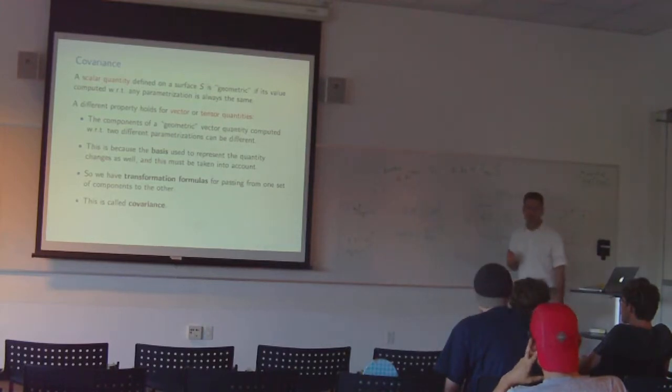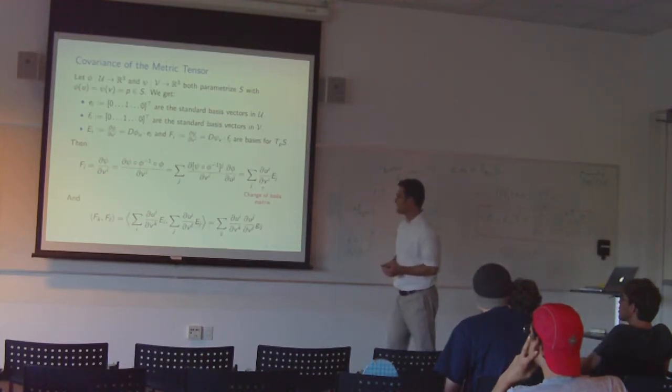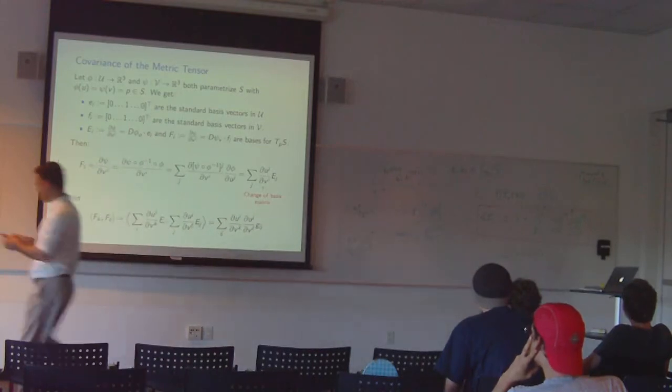So the covariance of scalar quantities is easy. It's got to be the same all the time. When you start to deal with vector quantities, they have to be covariant. And covariant means satisfies the right transformation formulas when you change parameterizations. So let me give you an example of that. Walk through this slide here. Okay, maybe it's best to do it over here, right?